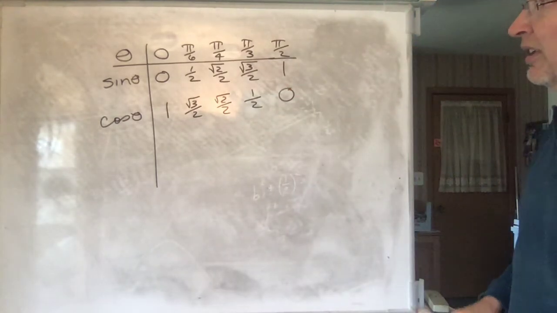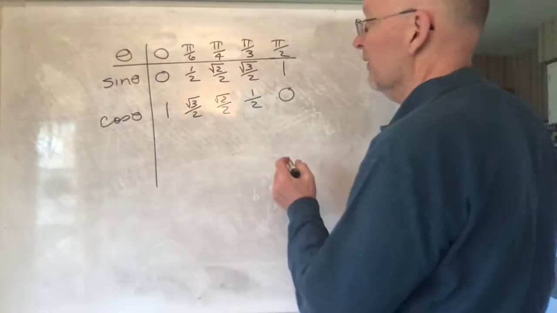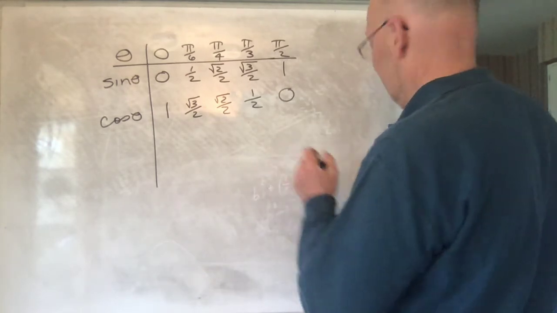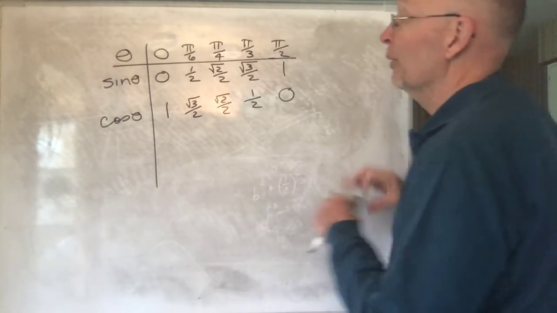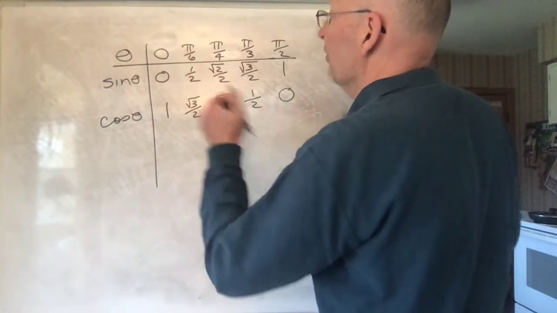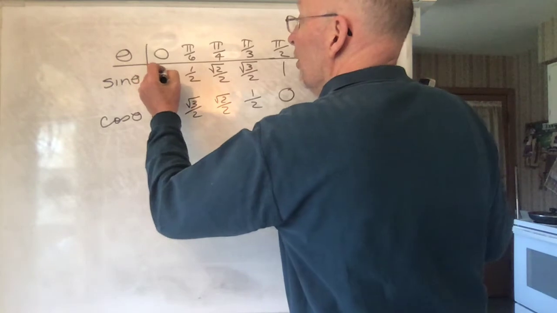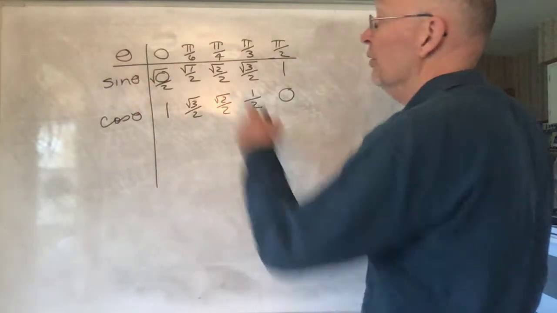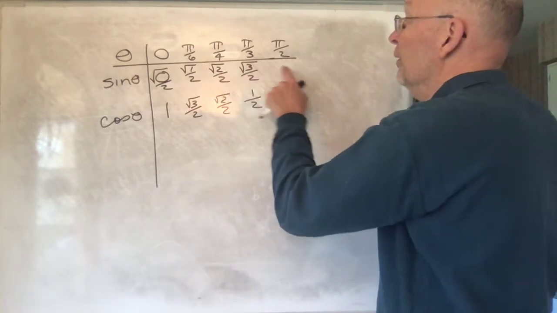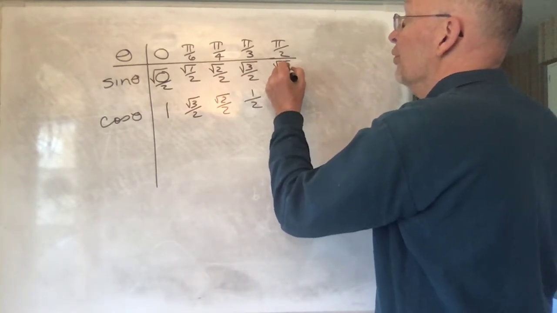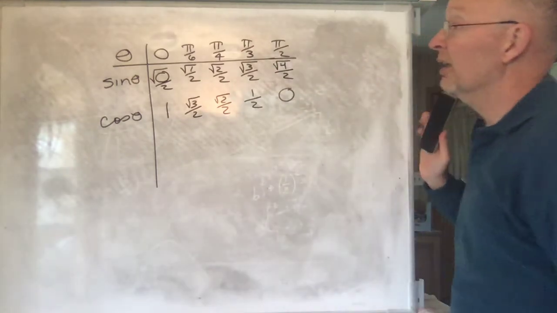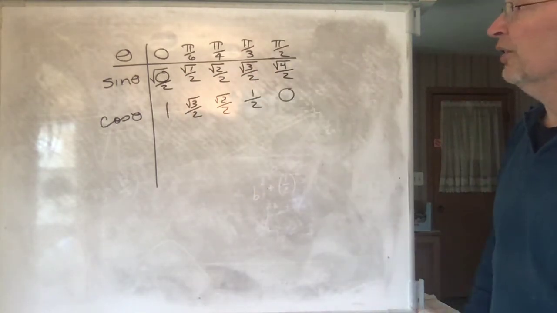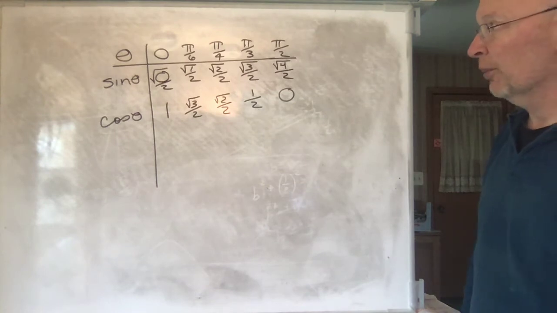And it's especially easy to think about it if you write it like this. 0 is the square root of 0 over 2. This is the square root of 1 over 2, square root of 2 over 2, square root of 3 over 2. And the square root of 4 over 2 is, of course, 2 over 2, which is 1. So 0, 1, 2, 3, 4, and then 4, 3, 2, 1, 0. So it's kind of an easy way to remember it.